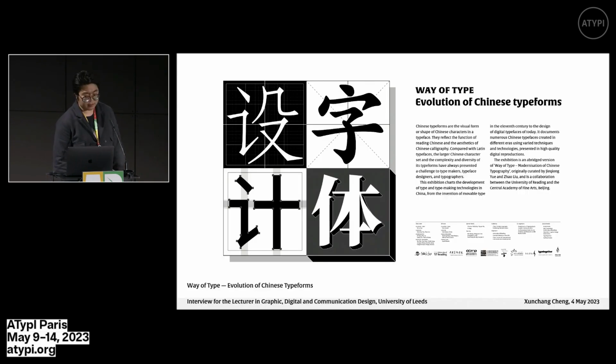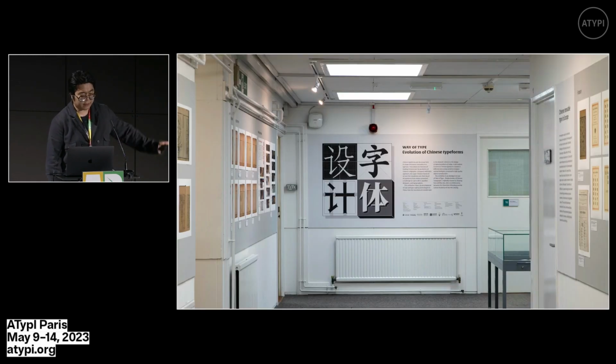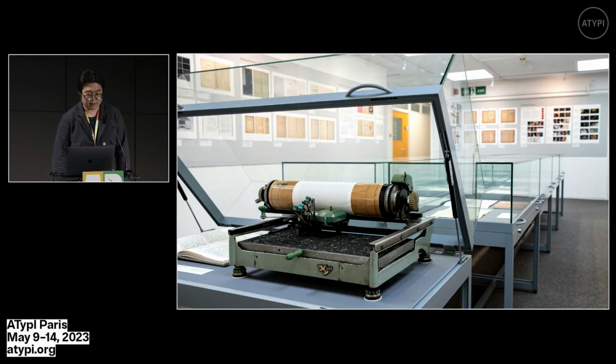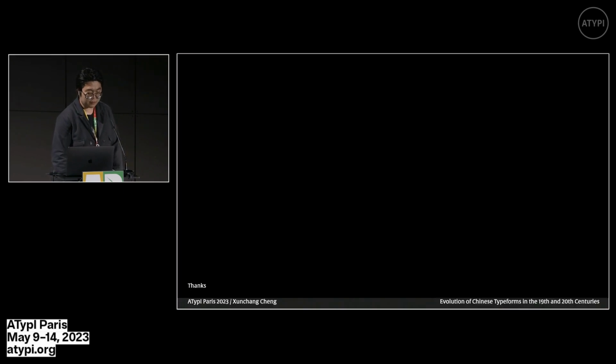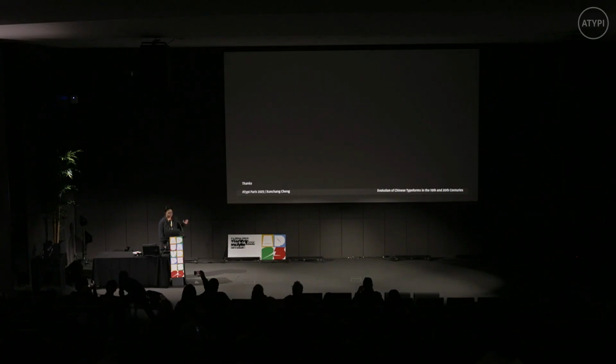As part of my research, I also cooperated with an exhibition in our department, which was a formal cooperation between the University of Reading and the Central Academy of Fine Arts in Beijing. This is the final exhibition result, and we have a Chinese typewriter. Welcome to our department to try it, it is a functional one, so you can play with it. Finally, I want to conclude today's talk with the final part of my documentary.